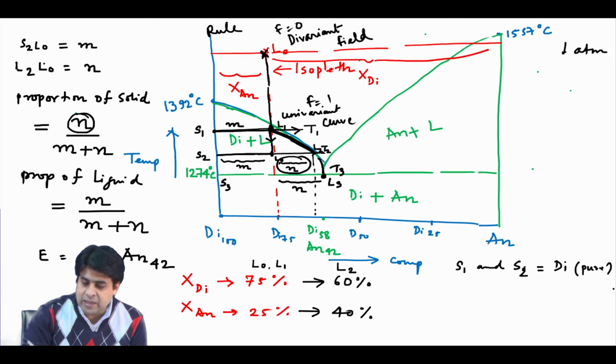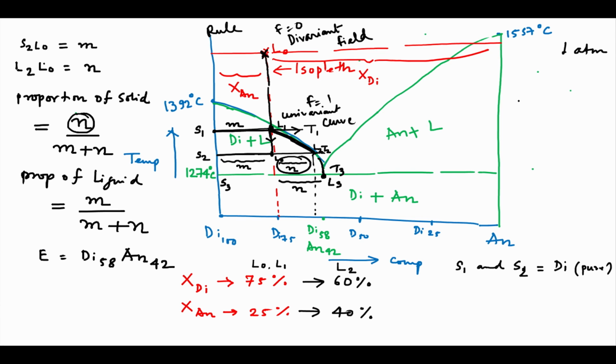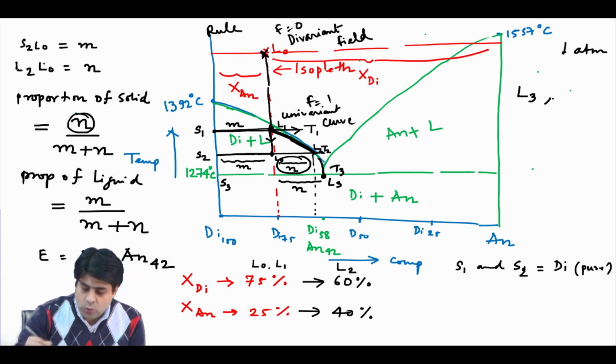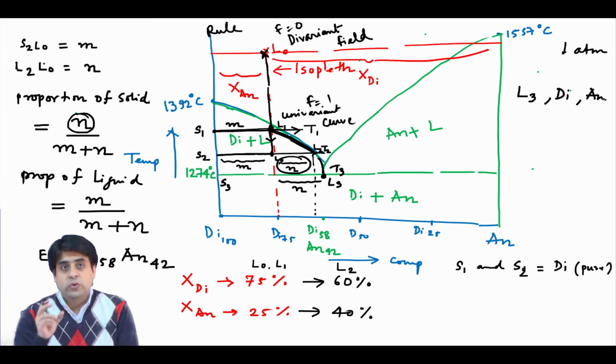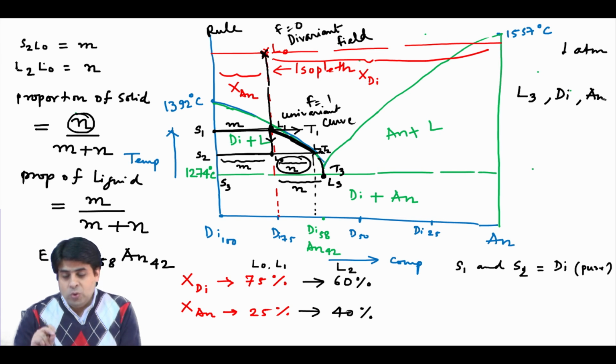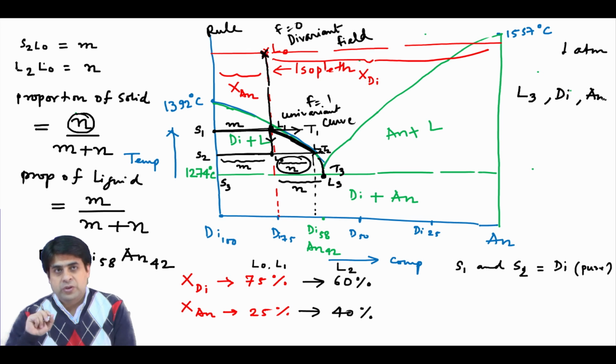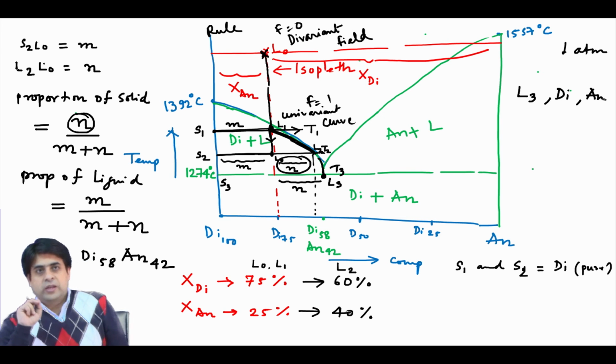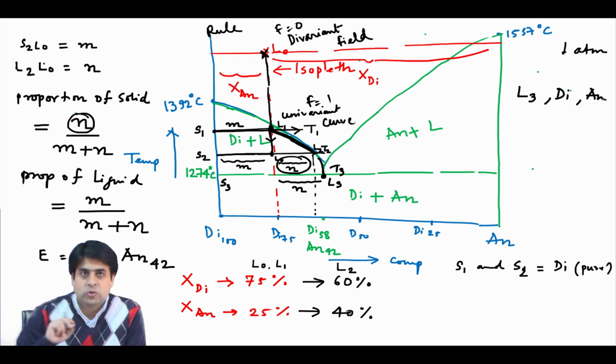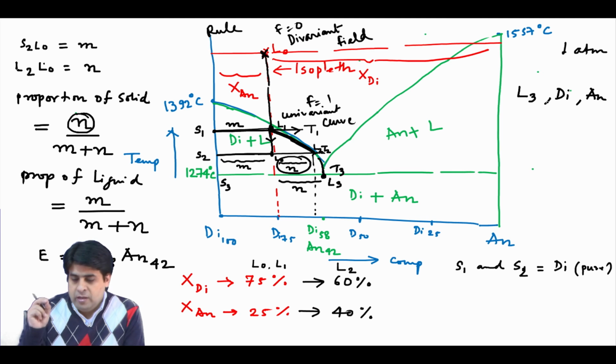So, at T3 you will have your liquid composition 3 that will coexist with your diopside solid and anorthite solid. Okay. So, you will have an impure liquid 3 composition, which is richer in anorthite composition compared to the T2 temperature, and then you have a solid diopside pure phase and solid anorthite pure phase.